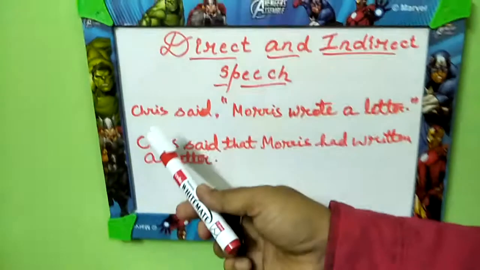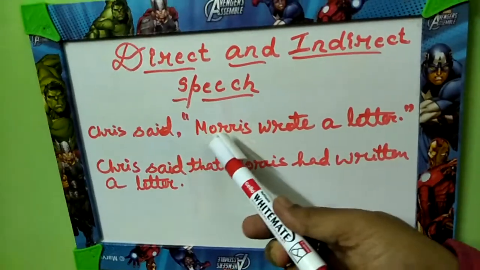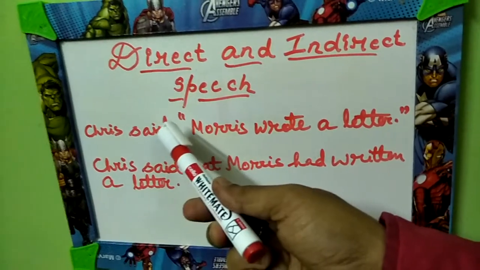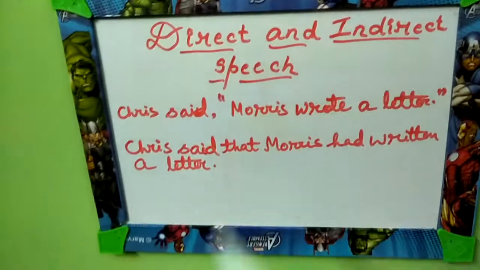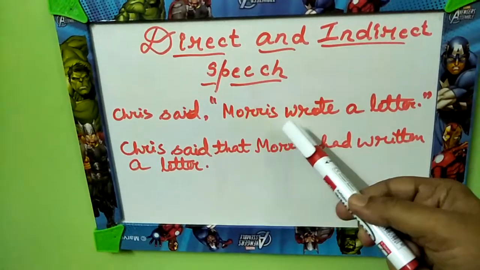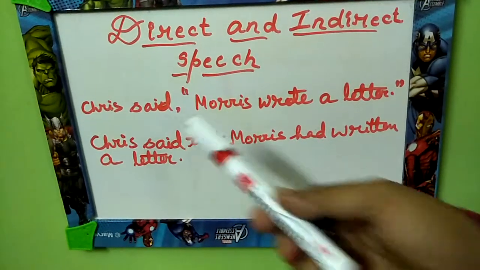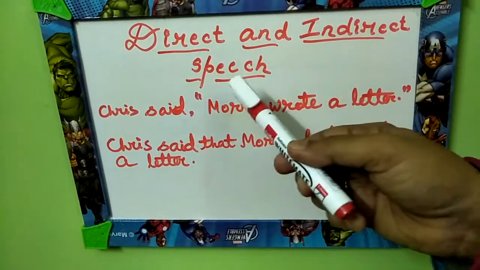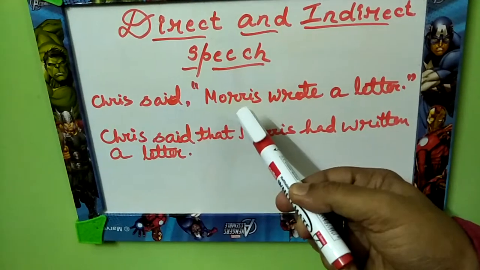When someone is saying something, that is direct speech and it has double inverted commas. Look here: Chris said, "Morris wrote a letter." Now, "Morris wrote a letter" is the sentence said by Chris. That is why the whole sentence is inside the double inverted commas.